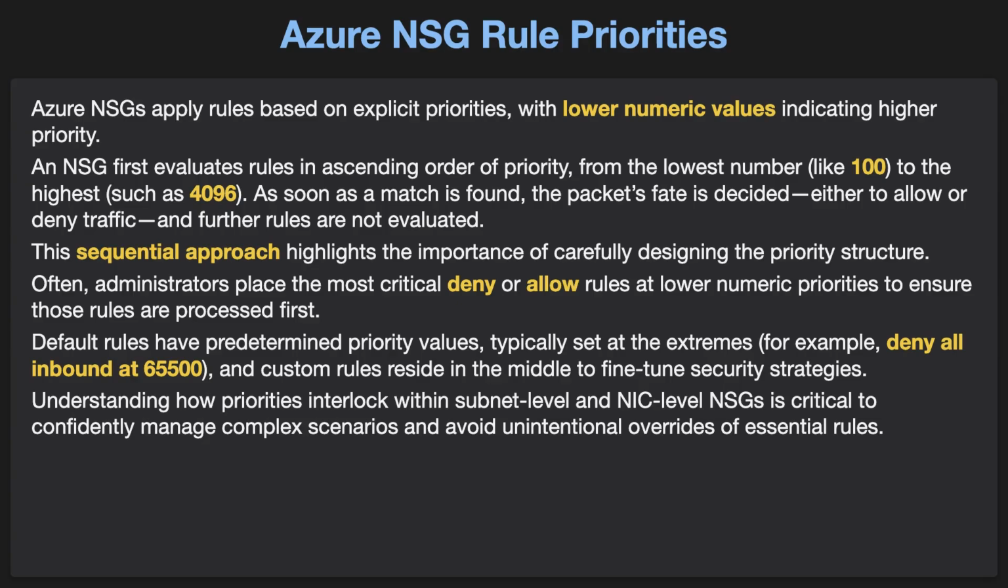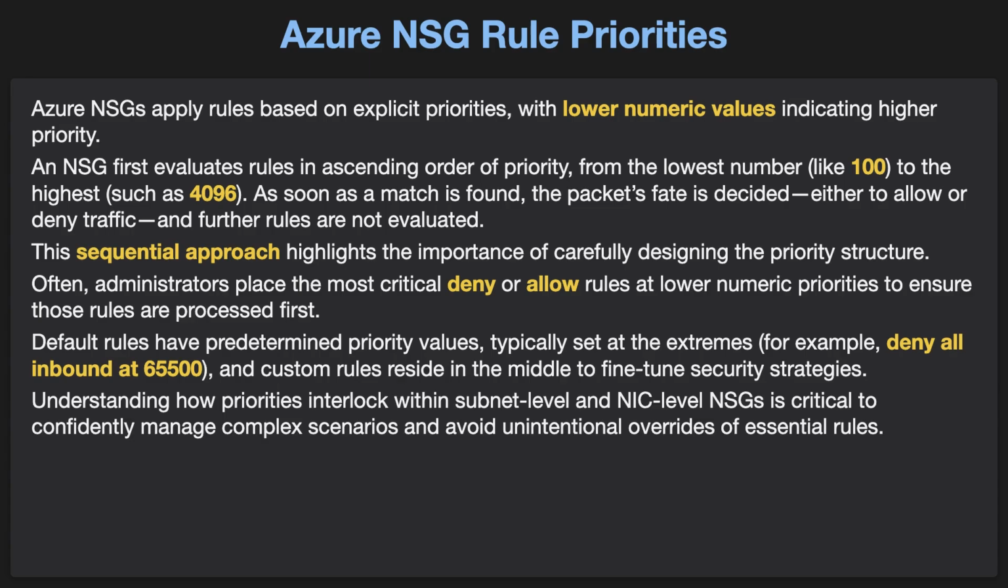Azure NSGs apply rules based on explicit priorities, with lower numeric values indicating higher priority. An NSG first evaluates rules in ascending order of priority, from the lowest number, like 100, to the highest, such as 4096. As soon as a match is found, the packet's fate is decided, either to allow or deny traffic, and further rules are not evaluated. This sequential approach highlights the importance of carefully designing the priority structure.